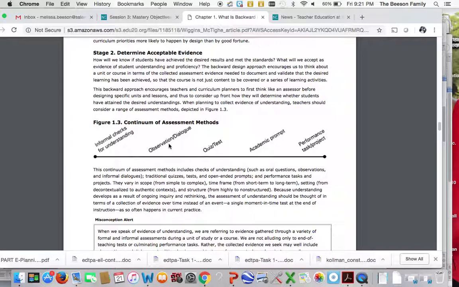And then as we move up this continuum, they get a little more complex. And notice that a quiz or a test is not the most complex, but that a performance task is. And so that's what I want you to pay attention to in the reading.